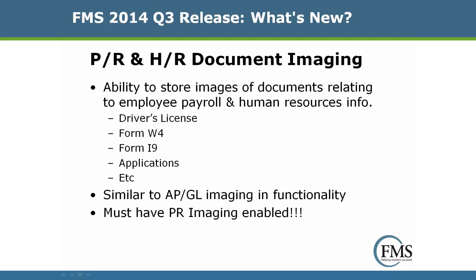The functionality for payroll and HR document imaging is similar to the AP and GL document imaging already in place. Users will scan the HR documents into a batch and then index them to the employee and document type. Access to these documents is enabled via existing employee maintenance menus. Note, if you are currently using FMS document imaging, contact FMS Applications Support to have payroll imaging enabled for your environment. If you are not currently using FMS document imaging, contact FMS Application Support for more information.